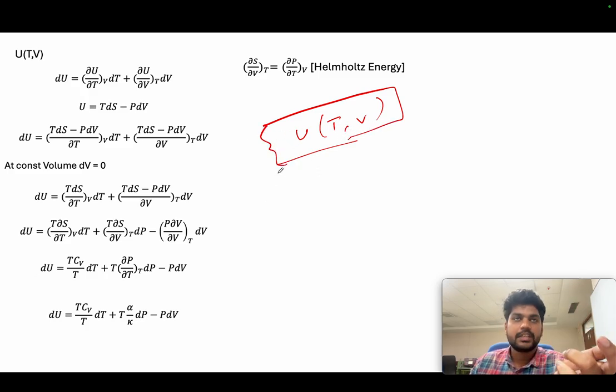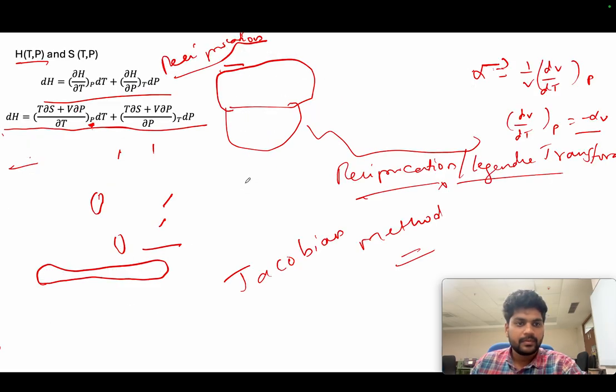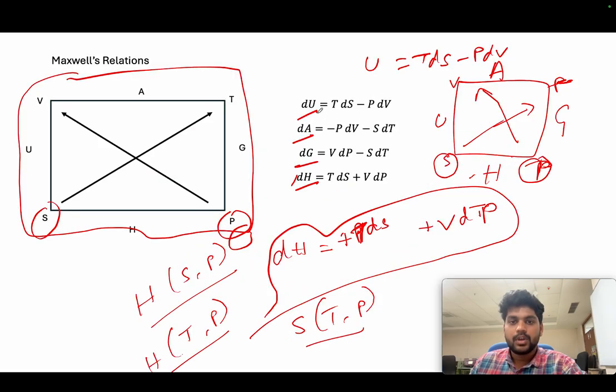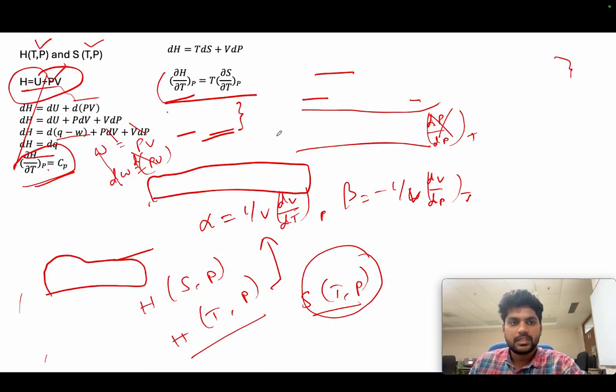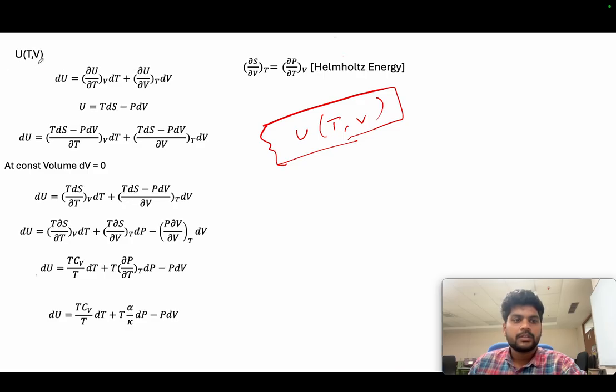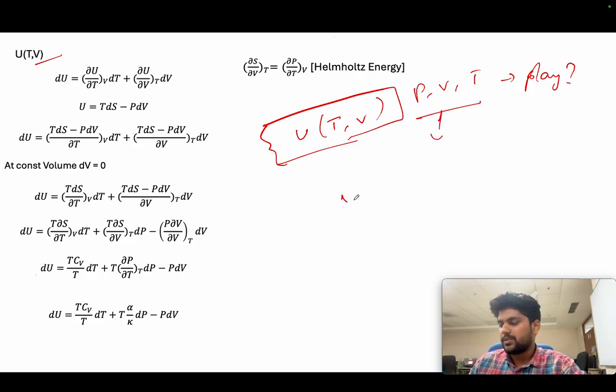In the second method, suppose u is a function of s comma v. But the question here I am asking you to do for u of t comma v, because p, v and t are the three properties which we can play with. So suppose I am given that, find u with respect to t comma v. We know that u is a function of s comma v. So how to go from here to here?